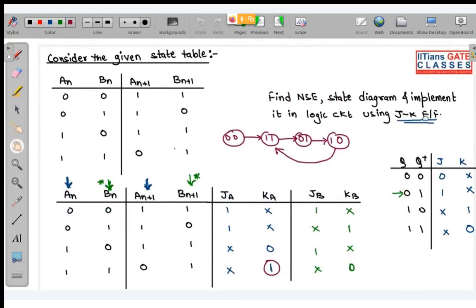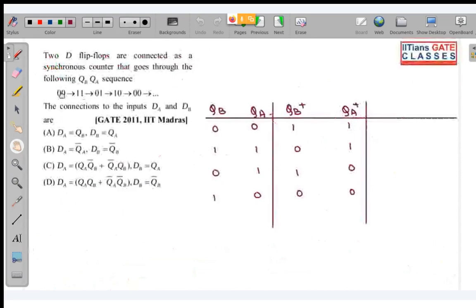And all these things can be asked: next state equation, state diagram, and logic circuit implementation using JK flip-flop. So here they have asked that this needs to be implemented using D flip-flop. Okay, D flip-flop. So what are the inputs DA and DB they are asking? So very simple. Again, you need to see your excitation table. The excitation table of D flip-flop, I have told you, very simple.